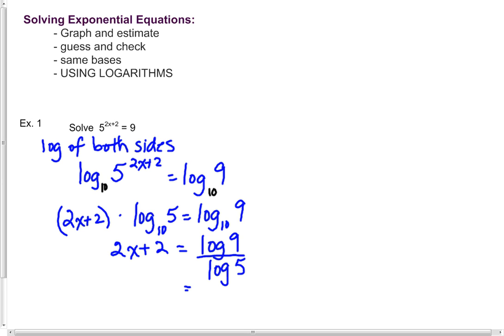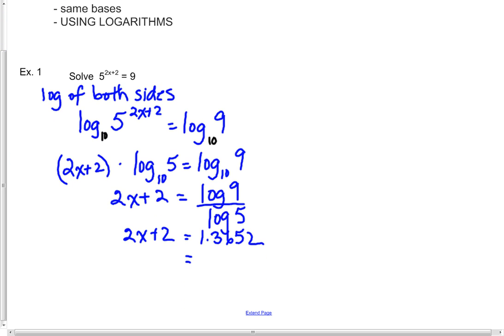I'm going to continue to solve that. Log base 10 of 9 divided by log of 5, I get on the calculator 1.3652. I know how to solve from there. I would subtract 2 from both sides, negative 0.6348 divided by 2, negative 0.3174. I have an answer for x.